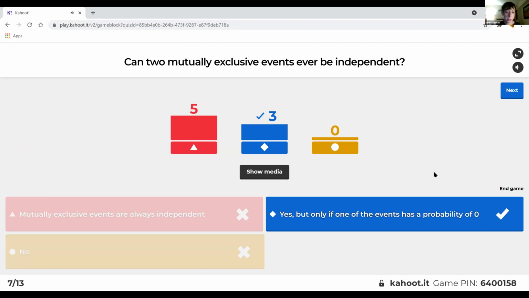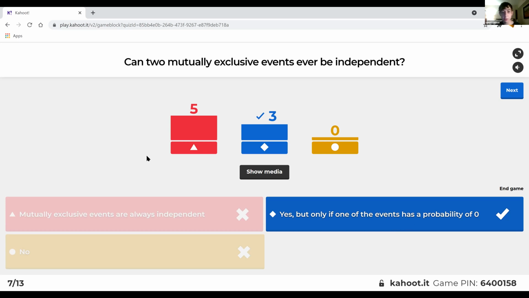So mutually exclusive events are not always independent. In the example of the coin flip, heads and tails in one flip are mutually exclusive, and they are not independent because if you get heads, that means you didn't get tails, and if you get tails, that means you didn't get heads. So those two events are not independent, but they are mutually exclusive.